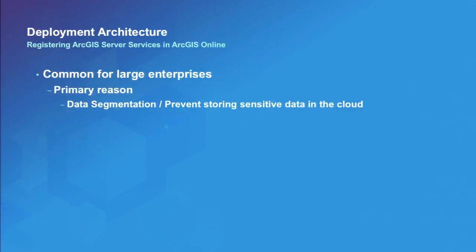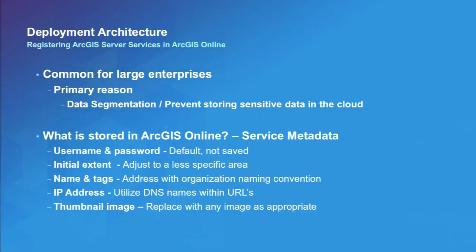As far as registering ArcGIS Server services in ArcGIS Online, this is common for large enterprises, and its main advantage is, of course, data segmentation. So you keep your sensitive data in-house on your on-prem and only the metadata out in ArcGIS Online. The question, of course, then becomes what is actually out in ArcGIS Online, what type of metadata. Depending on how you use a product, it could be username and password being stored in ArcGIS Online. But by default, that is not saved.